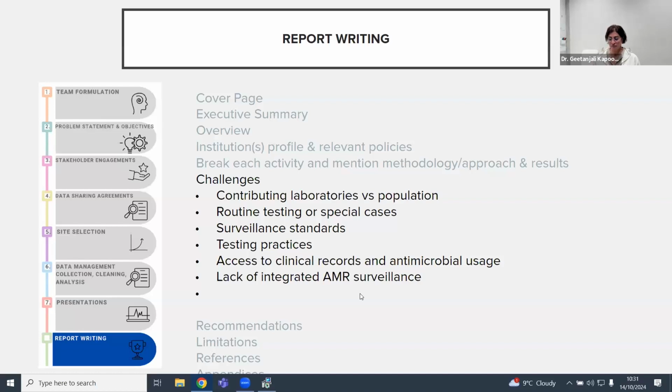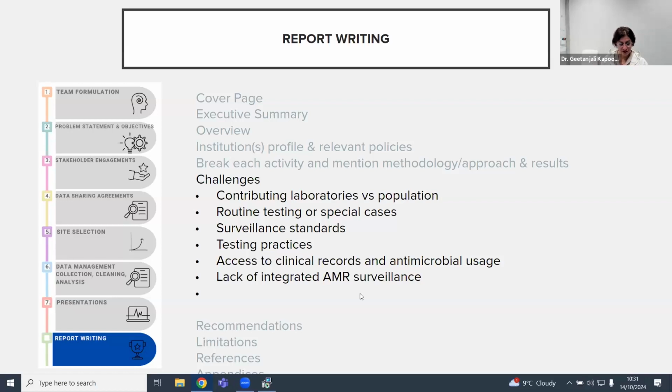And then if it comes up in your report, you can then give a recommendation, which again we'll talk about later, on the importance of institutionalizing electronic information systems and having a unified patient identification. So that would be your recommendation.